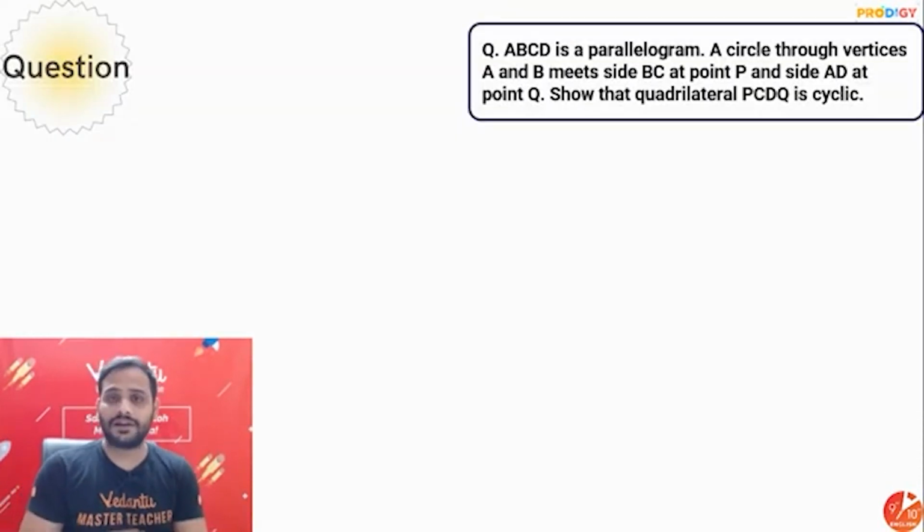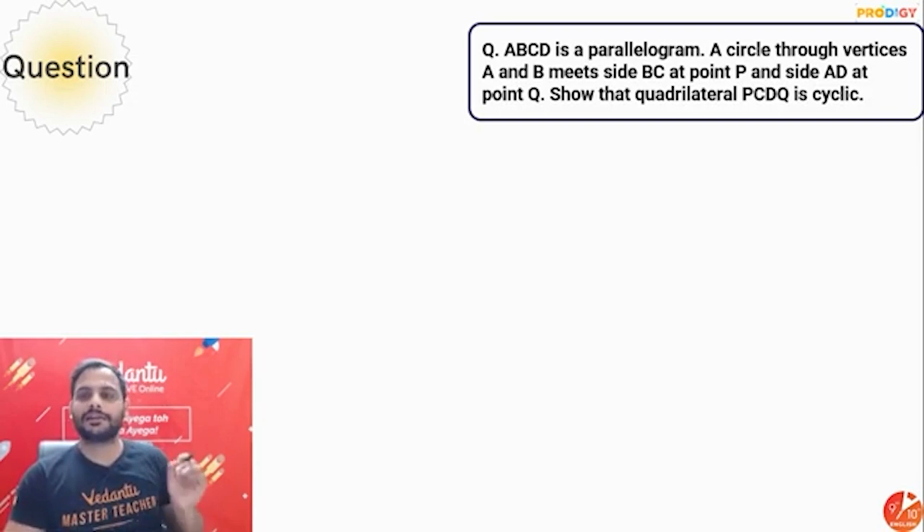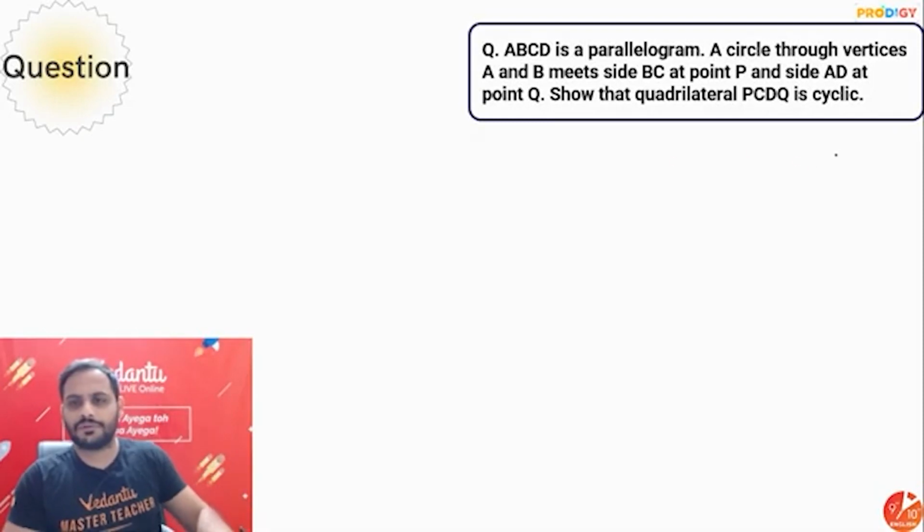ABCD is a parallelogram. A circle passes through vertices A and B, meets side BC at P and side AD at point Q. Show that quadrilateral PCDQ is cyclic. Now see, without the diagram of this question, you will not be able to understand anything about it. So let's draw the diagram. Let's see what the diagram says.